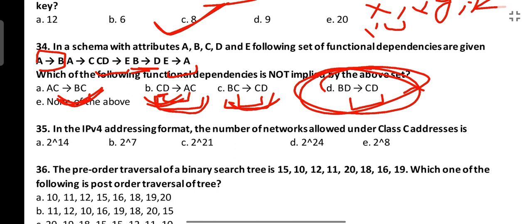So there are only two things we have to remember. First, anything alone can derive itself. So A can derive A at least. And by combining, we have to see what dependencies are given, and whether, by combining attributes, something can be derived or not. That's how we have to find it.